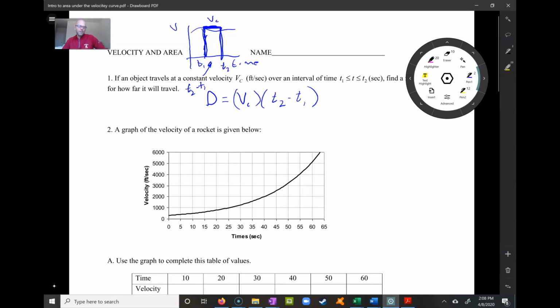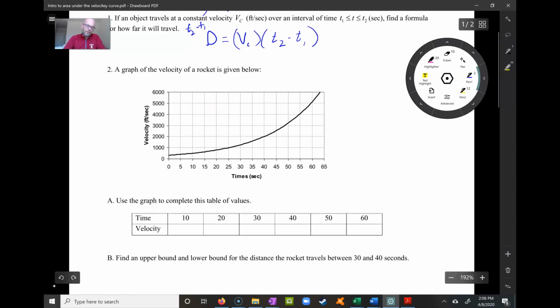So number 2 says the graph of the velocity of a rocket is given below. Look at that, it's beautiful. So this line is telling you how fast the rocket is moving, and the line along here is the time. So 25 seconds after launch, the rocket was moving 1,000 feet per second. That's what this information is telling you. Okay, so part A says use the graph to complete this table of values.